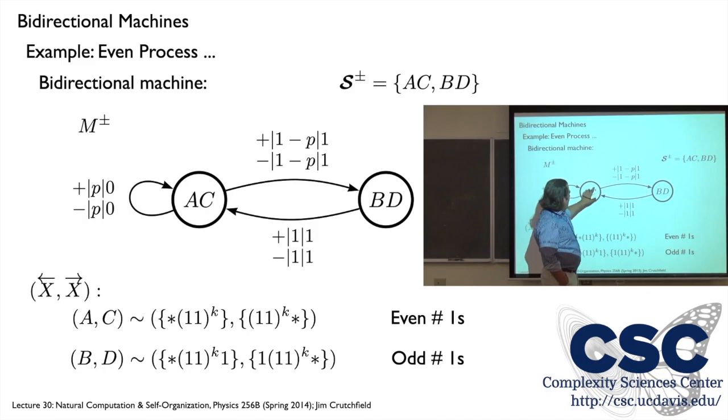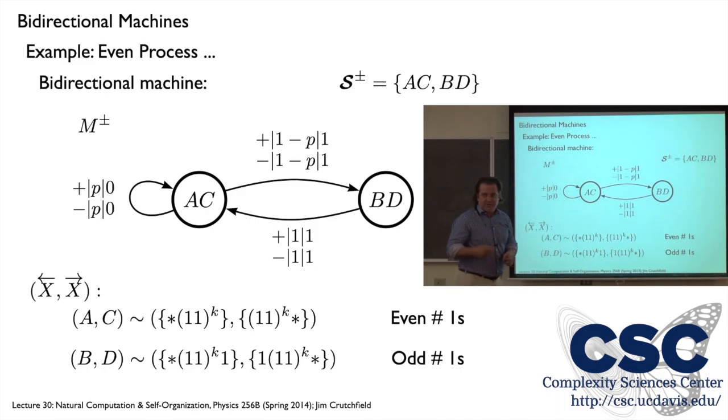So in a sense, I'm in state AC and I decide to go forward, then with probability 1 minus p, I'm going to see a 1. That's how you read these. Or if I was going to go in reverse, then with probability p, I would see a 0. So this allows me to make this choice: forward, forward, forward, stop, reverse, reverse, reverse, and so on.